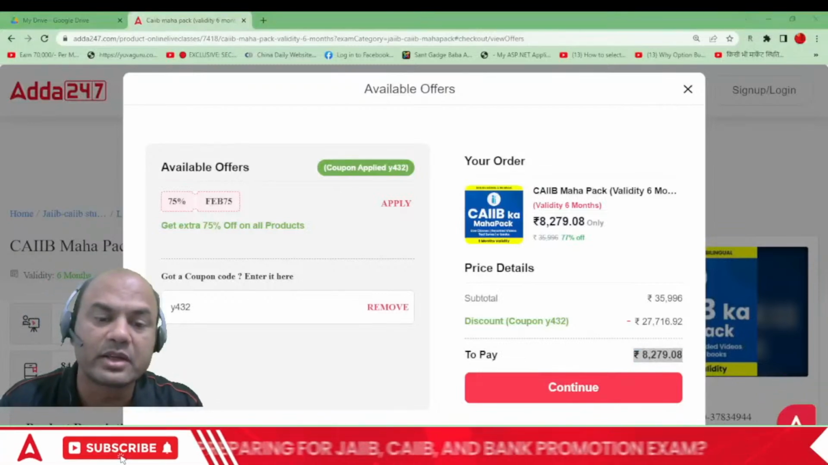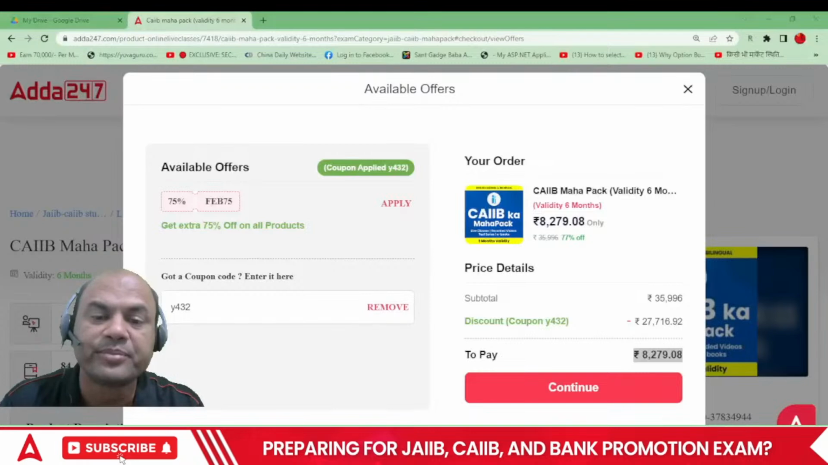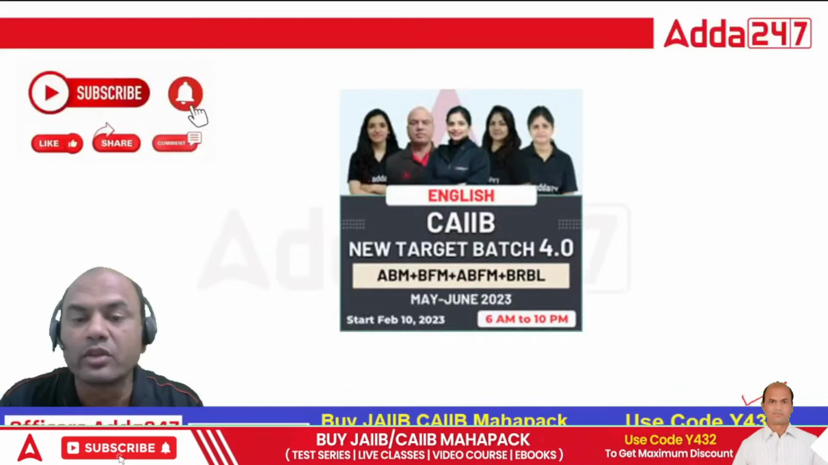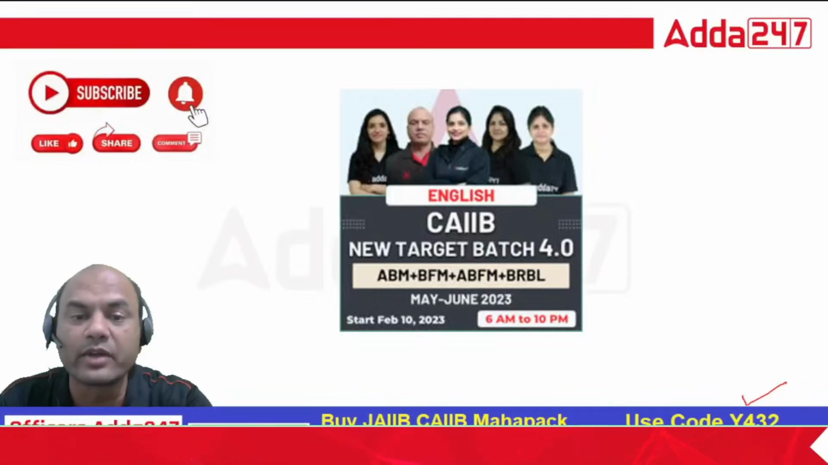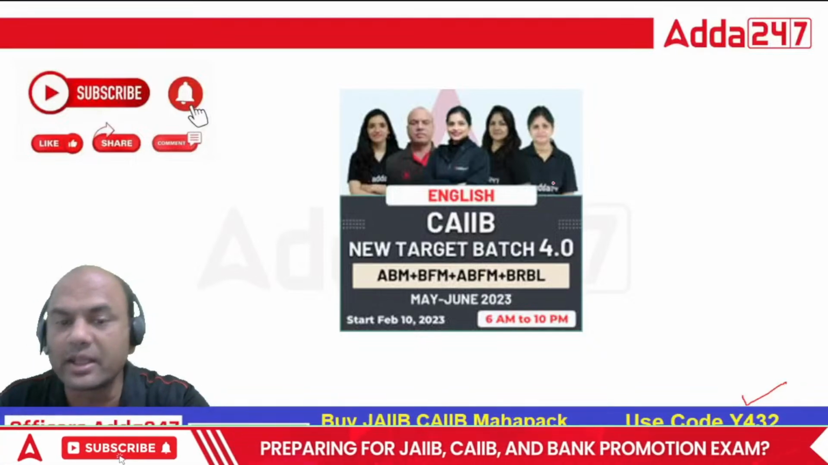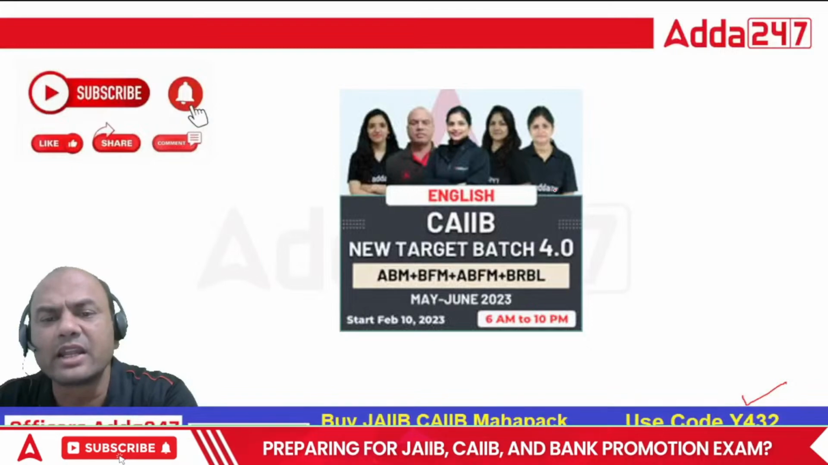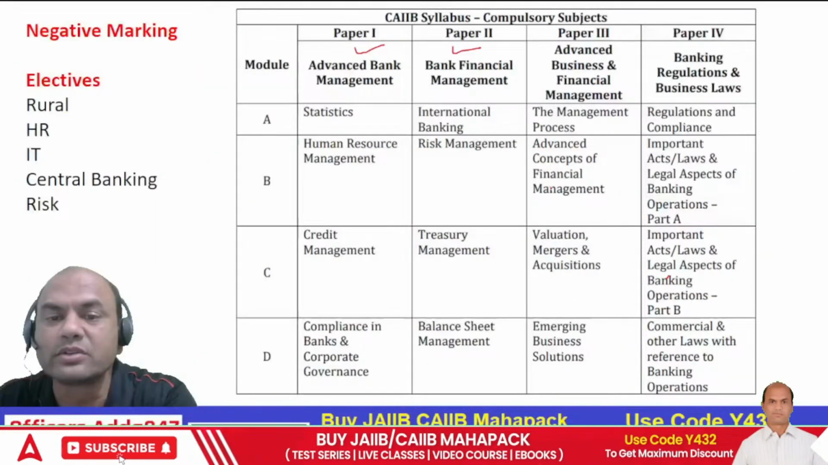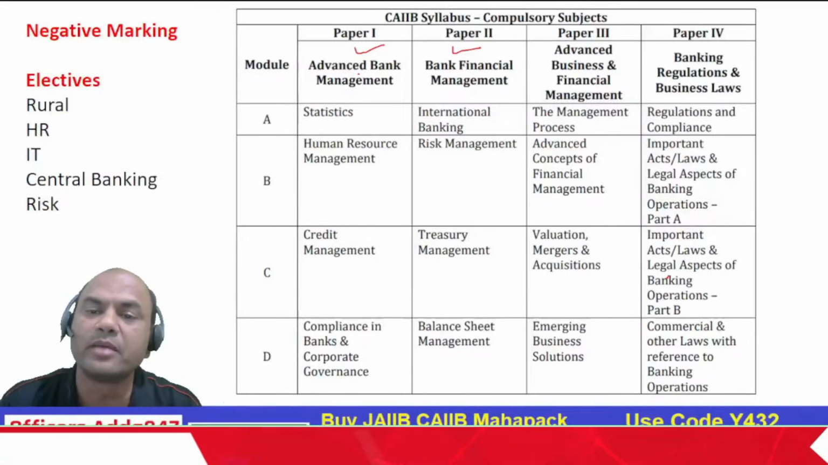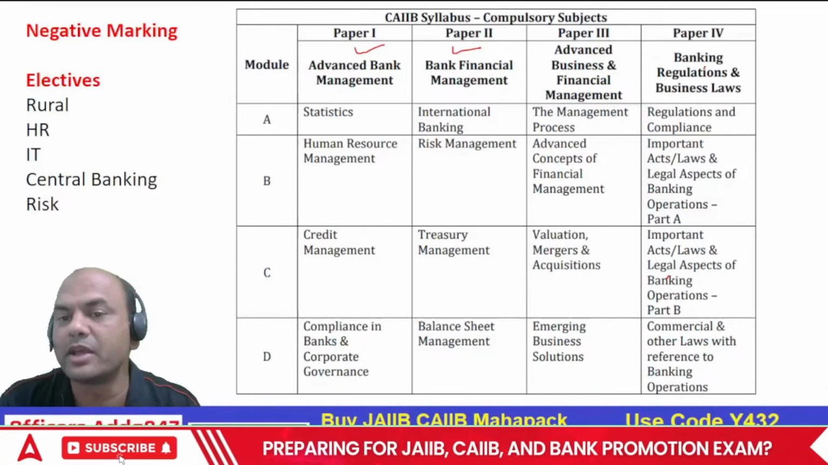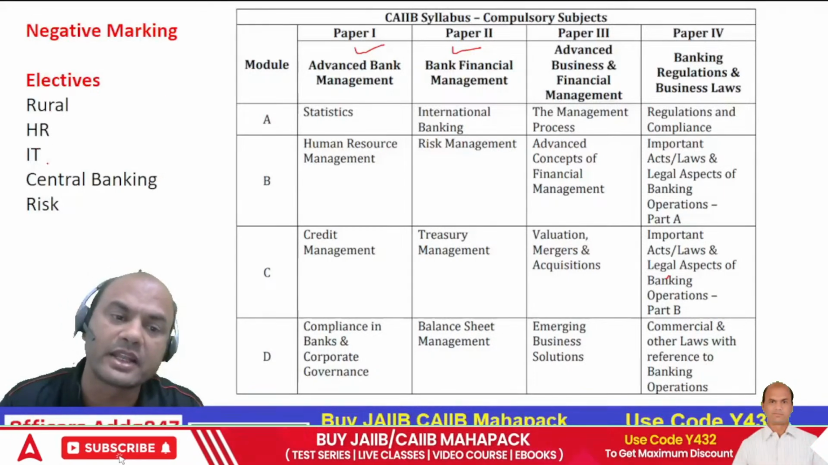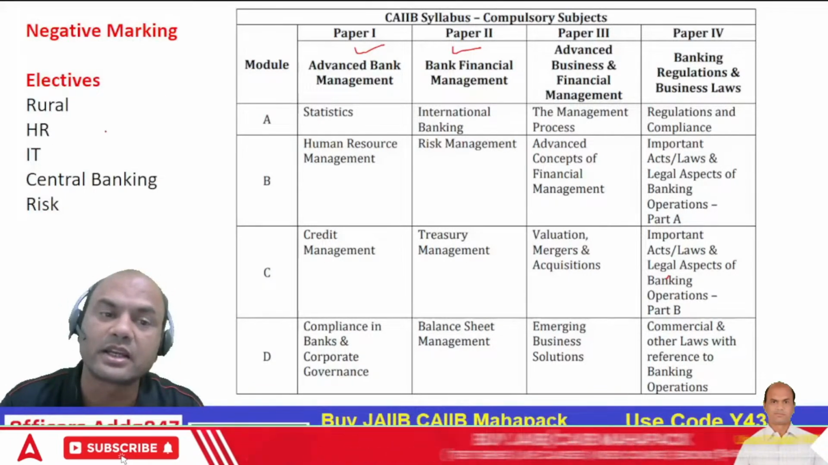Remember, the new portion for CIB has 4 compulsory subjects, not like the earlier one. Earlier we had only 2 compulsory subjects, ABM and BFM, and retail was an elective. Now there are 4 compulsory subjects: ABM, BFM, ABFM and BRBL. Then rural, HR, IT, central banking and risk are the electives.